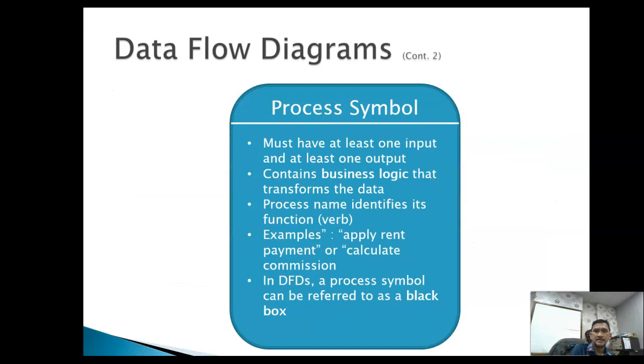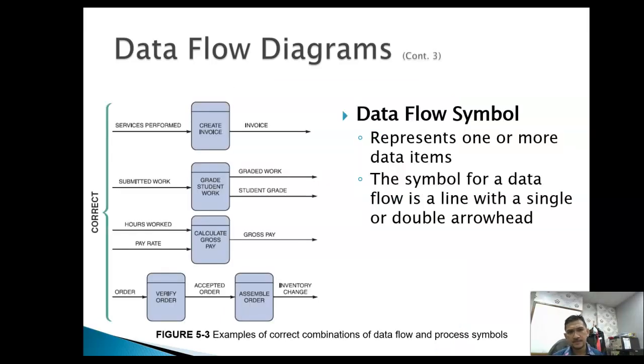A process symbol must have at least one input. It contains business logic that transforms the data. How to identify the process name: it has to be a verb. Examples: apply rent payment, calculate commission. So make sure the process has a verb. Simple example: this arrow shows the data flow.